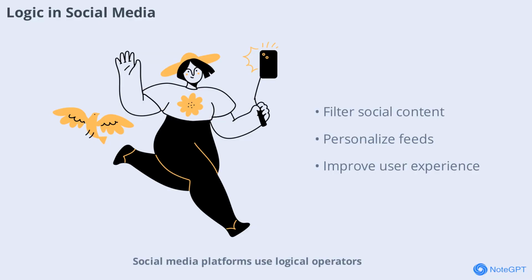Social media platforms use logical operators to filter content and personalize feeds. For example, you might see posts if you follow a user or like similar topics. Logical operators help deliver relevant content and improve user experience.